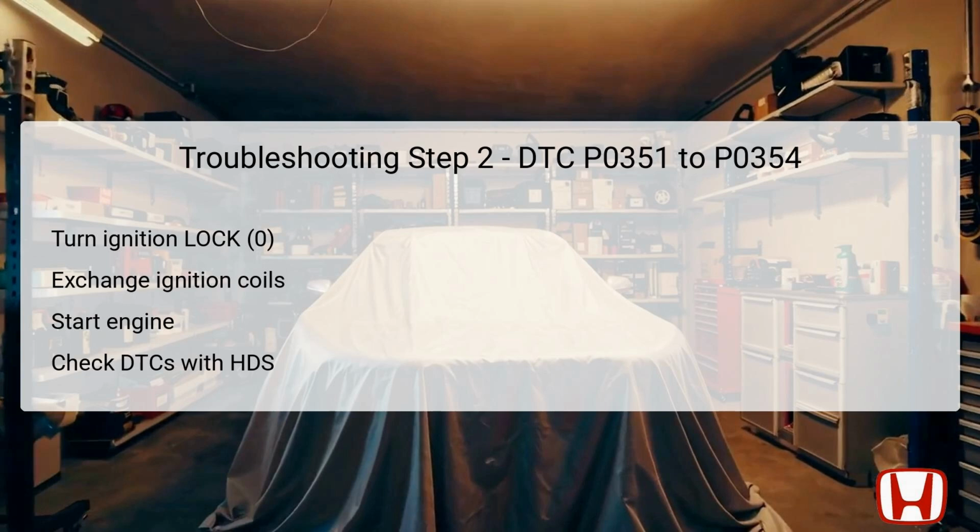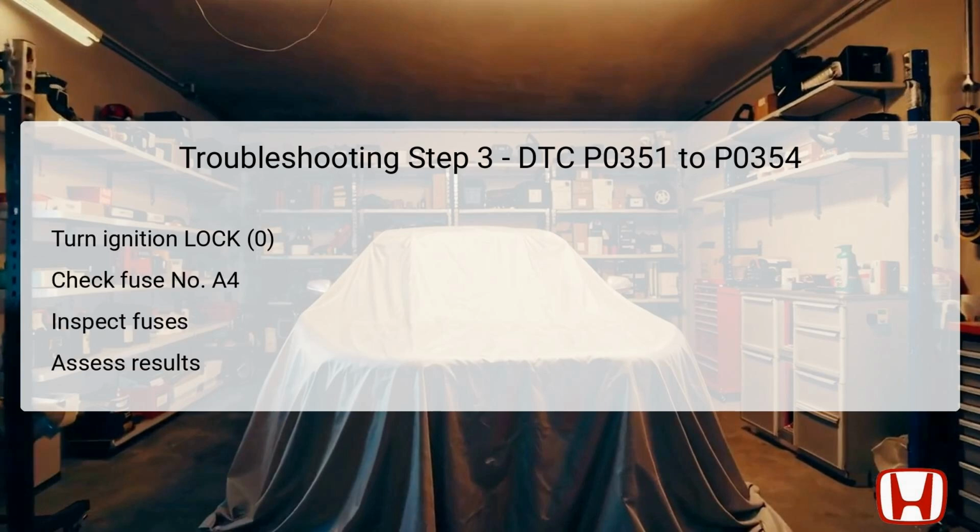Use the HDS once again to check for any pending or confirmed DTCs, noting the current diagnostic codes after the exchange. If the same DTC appears at the cylinder where the ignition coil was moved, it indicates that the ignition coil itself is faulty, necessitating its replacement. If the problem does not follow the coil, move to the next step, which will investigate potential wiring issues further down the circuit.